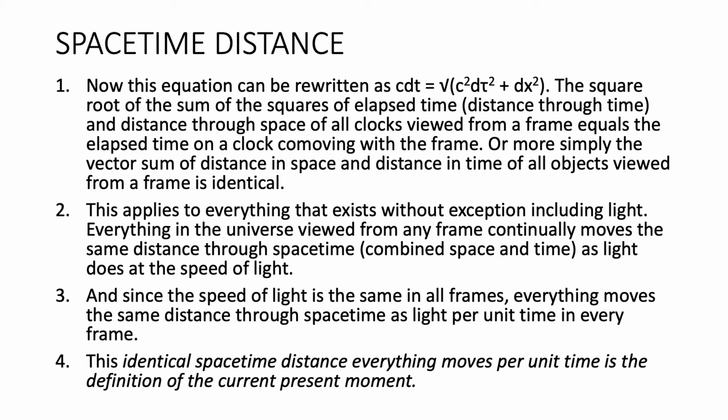Everything in the universe viewed from any frame continually moves the same distance through space-time as light does at the speed of light. And since the speed of light is the same in all frames, everything moves the same distance through space-time as light per unit time in every frame. This identical space-time distance everything moves per unit time is the definition of the current present moment.